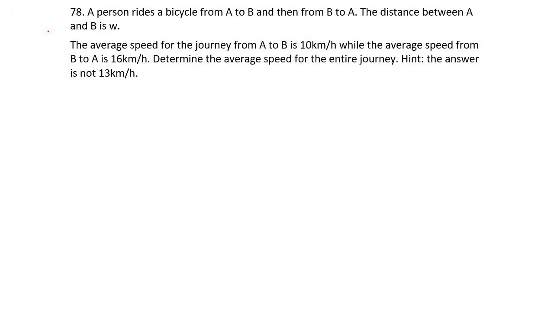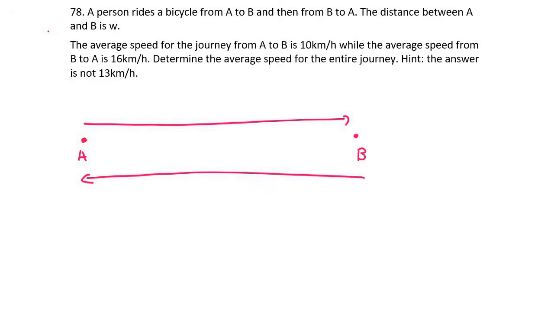Question 78 can be handled really easily. I'll show you exactly what to do. We've got a person who's going to ride a bicycle. So from A to B, they're going to go that way. And then they are going to come back. On the way from A to B, they tell us that the average speed is 10 kilometers per hour. So that's how fast the person is cycling. And then on the way back, they cycle at 16 kilometers per hour.